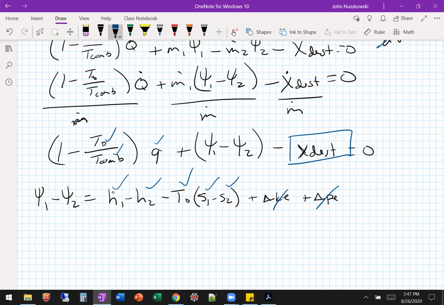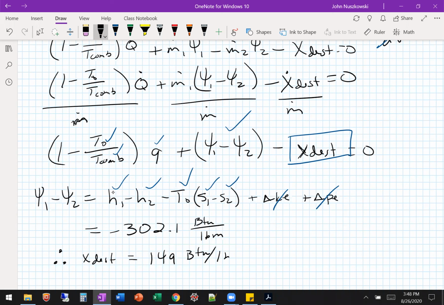Is there a question, comment? Okay. Plug those in, we get negative 302.1 BTUs per pound mass. Okay, so that means we then have this term, this change in flow exergy. So then the only unknown is our X destroyed, and we'll get the same thing, 149 BTUs per pound mass.